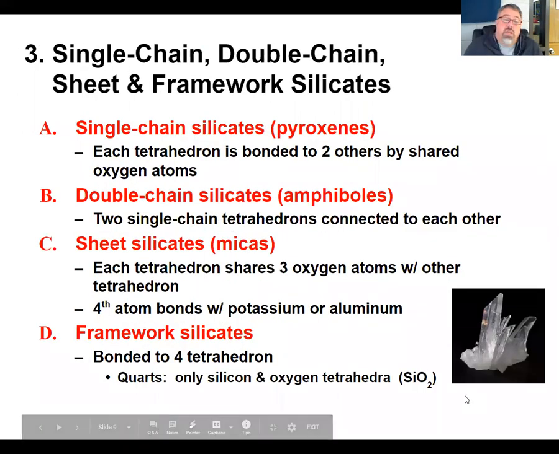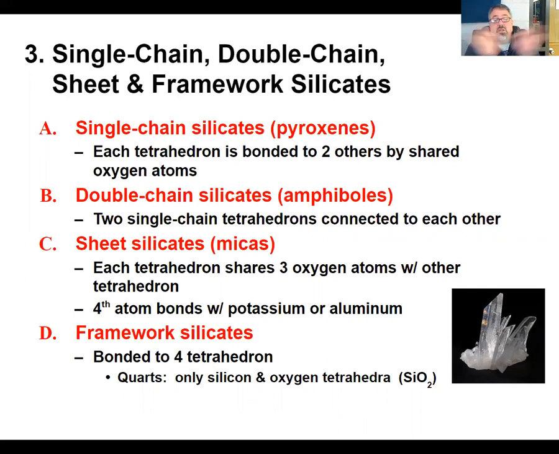The single chain, double chain, and sheet framework silicates, right? So if we look at a single chain, we have a tetrahedron bonded to two others, creating the shared bond between the oxygen atoms. A double chain, which is our amphiboles, two single chains connected to each other. Single chain is pyroxenes. Our sheet silicates actually can break apart in sheets like mica. You may have heard of Formica countertops. Each tetrahedron shares the atoms and it can actually be broken into thin sheets. And then framework. What we see in the framework is the quartzes, and it's building this silicon oxygen tetrahedron.